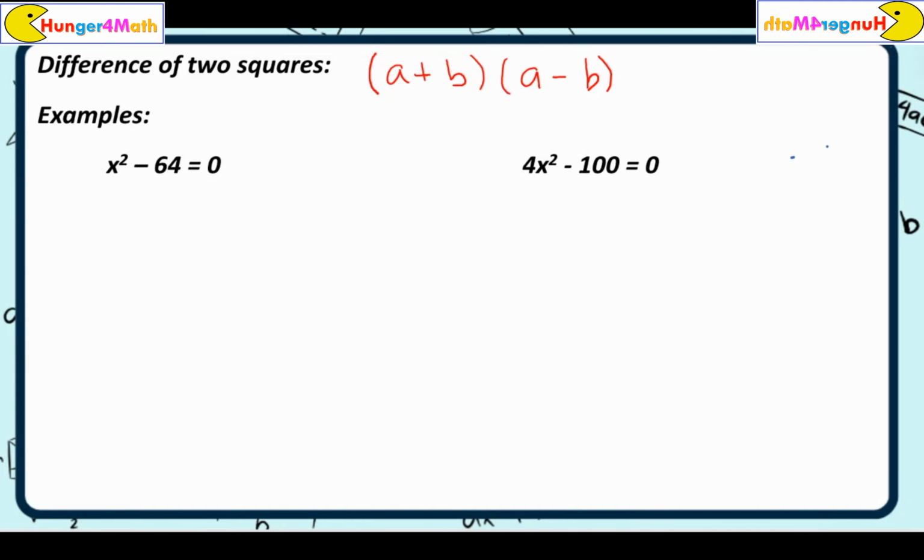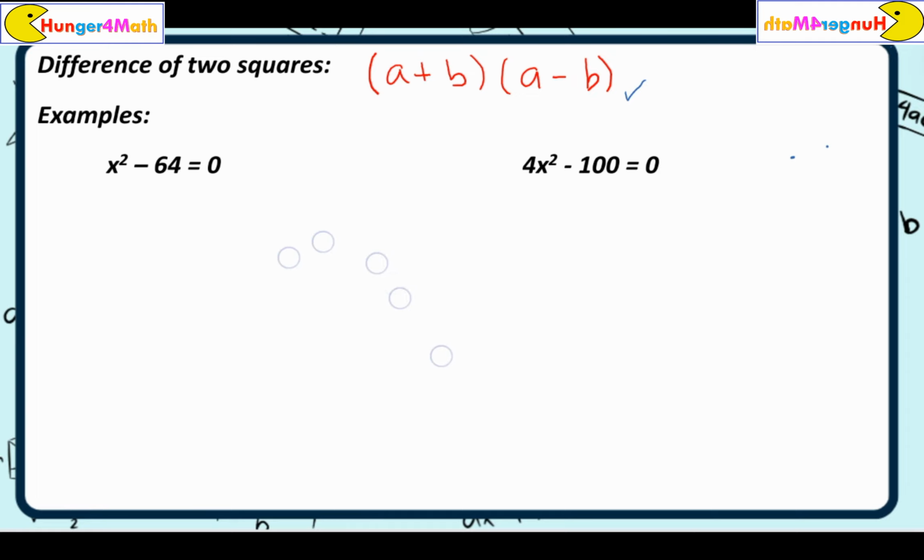We have a set of quadratic equations that are in the form of difference of two squares. In factoring difference of two squares, we have to follow a plus b multiplied by a minus b. Let's try the first example. We have x squared minus 64 is equal to 0. So x squared minus 64 is the difference of two squares.